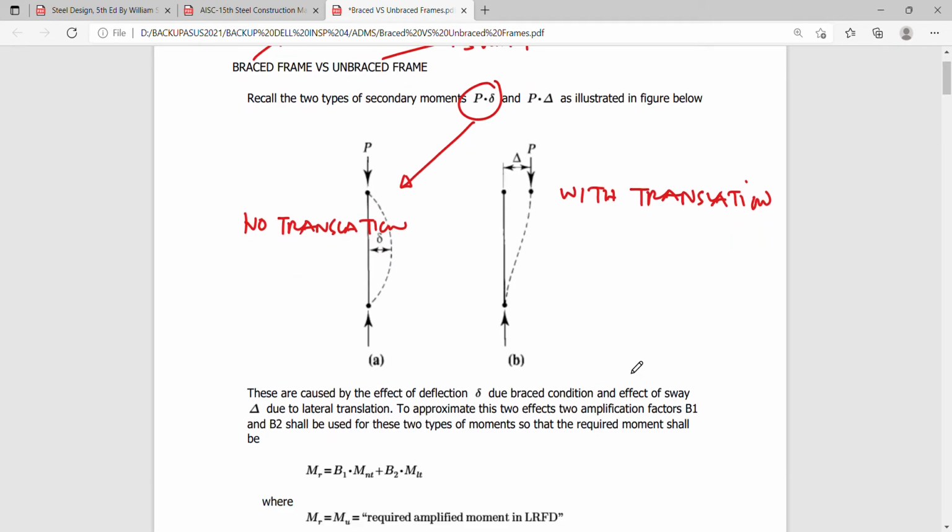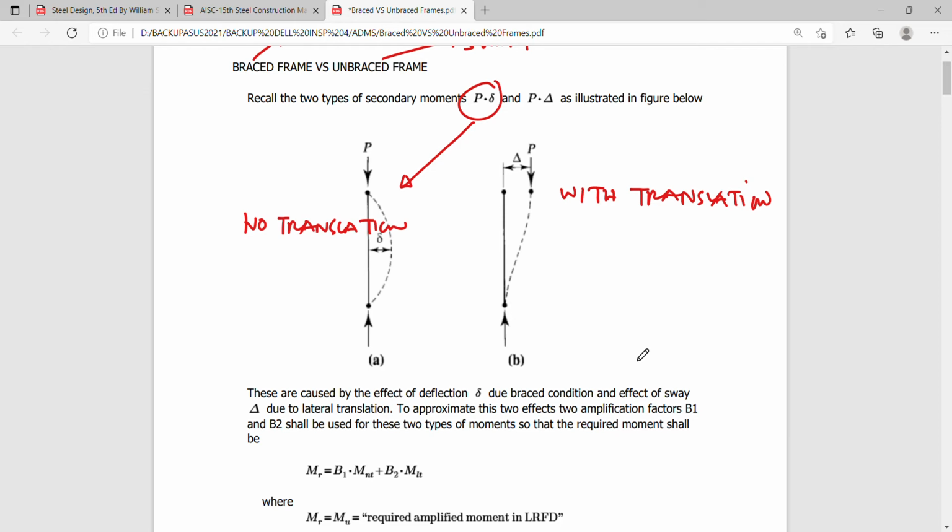So these two considerations are actually the cause by which the deflection delta is being induced in a brace condition, while that big delta is being induced in a sway condition. This big delta is due to, of course, the sway or the lateral translation.